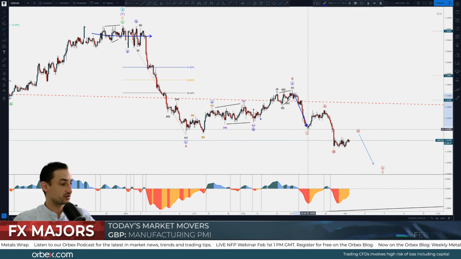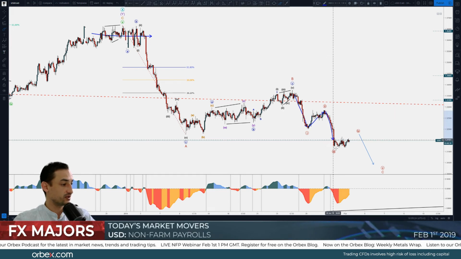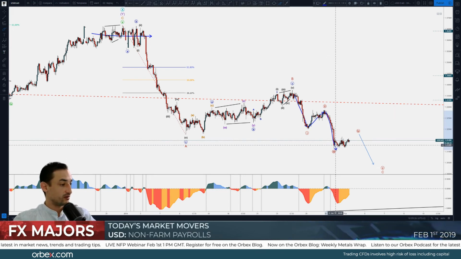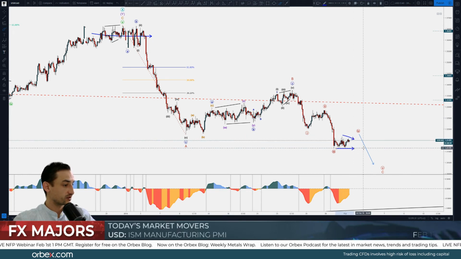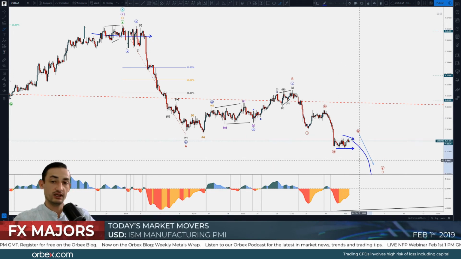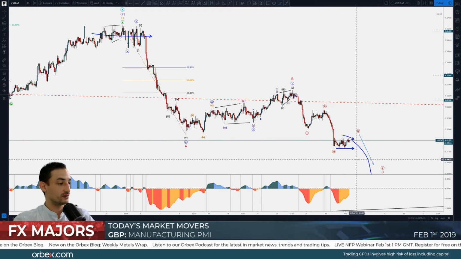The way I'm labeling it is in a wave 1, 2 minute red, then 3, and then this looks like a wave 4. I would not be surprised if this turns out to be a triangle or something like that, and then just push it further on the downside.